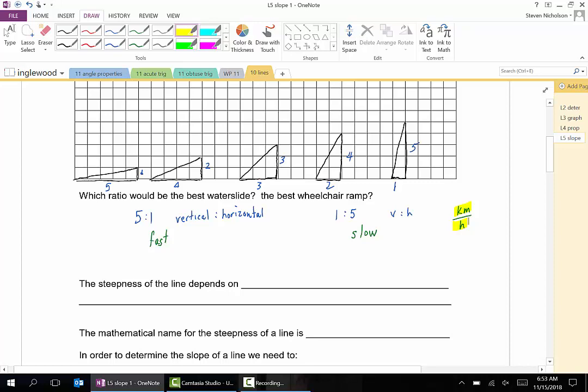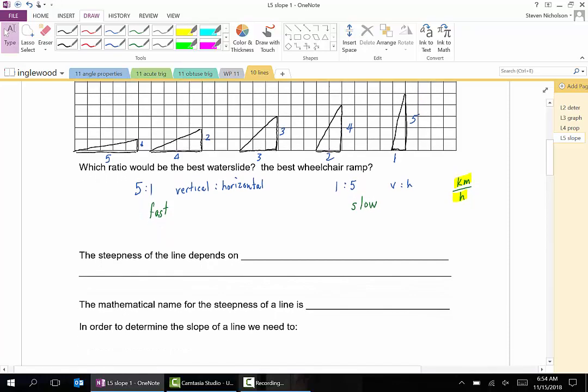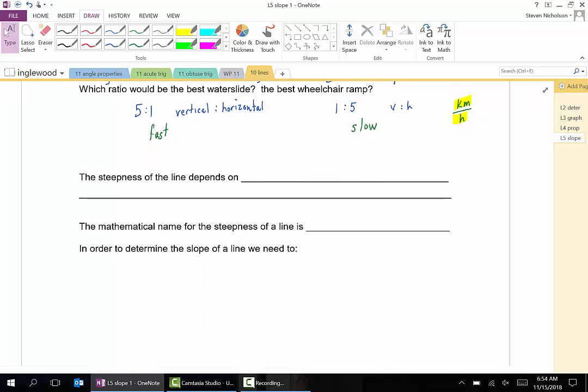So we're going to change gears a teeny bit on rate of change, but there's a mathematical word for rate of change as a measure of steepness. And that's where we're going to spend a bit of time on the rest of the unit. So the steepness of a line depends on something. Think of these water slides examples. The steepness of the line depends on the ratio of the vertical compared to the horizontal. So if you look at the 5 triangles above, you're going to see that those numbers changed. And as we change those numbers, the steepness of the line changes.